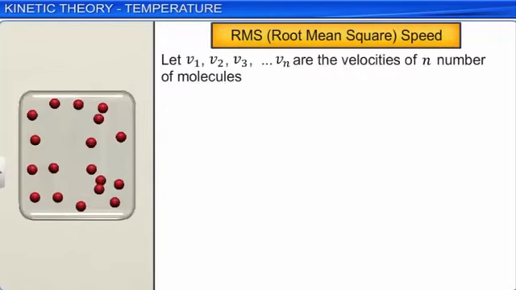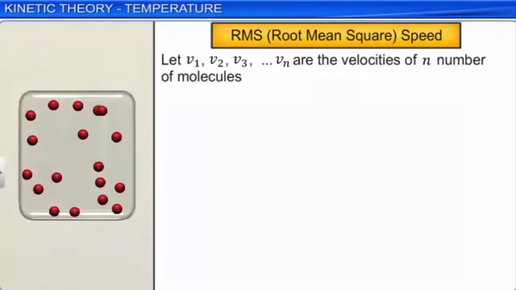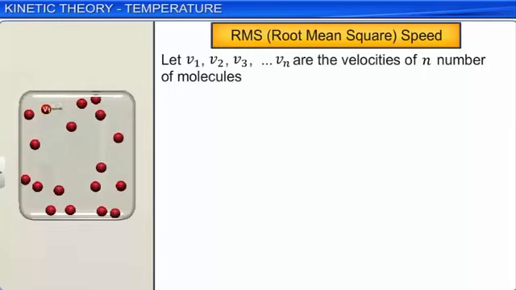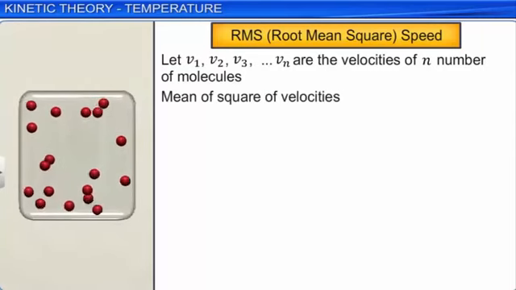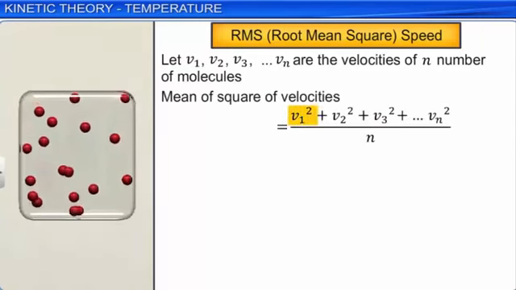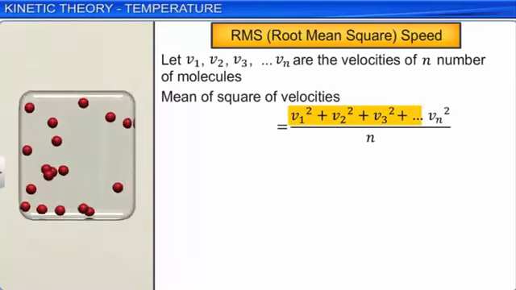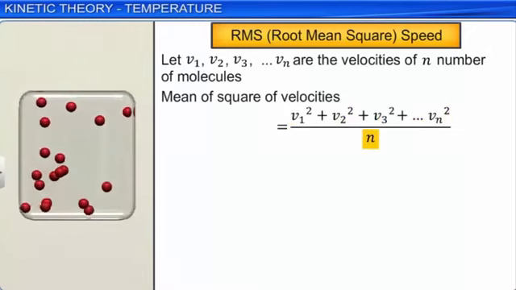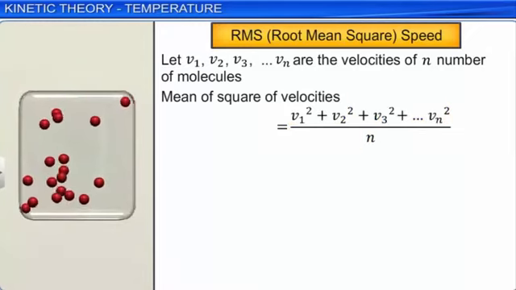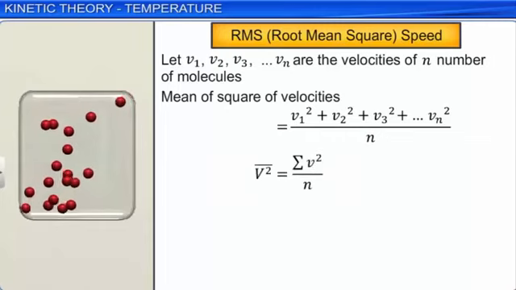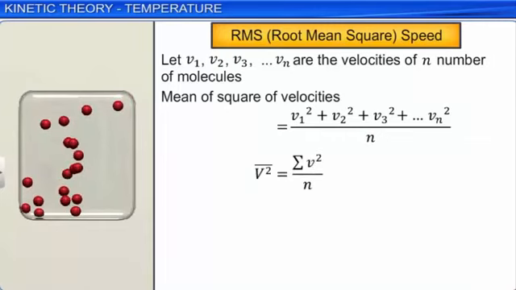Let there be n molecules in the sample and their velocities V1, V2, V3, and so on, Vn. The mean of the square of the velocities is equal to V1 square plus V2 square plus V3 square plus so on, Vn square divided by n. That is, V square bar is equal to sigma V square divided by n.